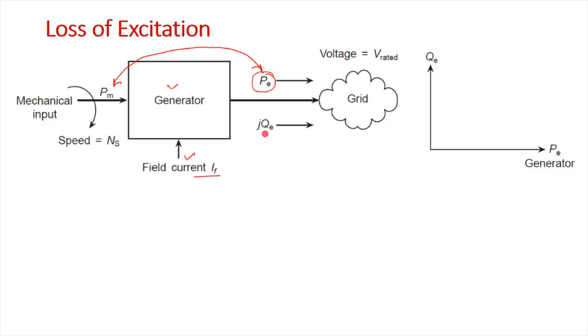And similarly your QE, the reactive power, is produced because of the field excitation in the rotor circuit or field circuit. Okay. Now when the field current is being fed, the generator is supplying both real and reactive power, which we can see in the phasor diagram, and both are produced and fed to the grid. As soon as the excitation is lost, then what happens?